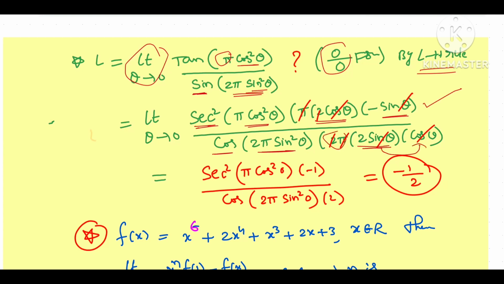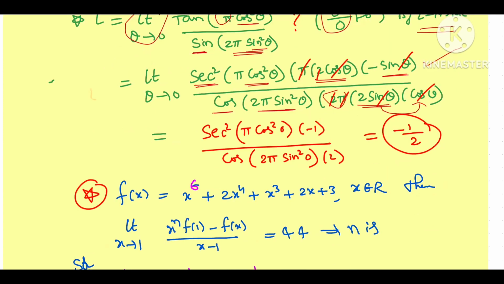Now, what is cancelled between the denominator and numerator? 2, 1 cos theta, 1 sin theta, as well as pi are cancelled. So in the remaining terms, substitute theta as 0, what do we get here? Secant square of pi times cos square 0. Here the numerator has minus 1. So the denominator is cos of 2 pi sin square 0, where the denominator is 1 times 2. Secant square 0 is 1, cos 0 is 1. What do we get here? Minus 1 by 2.